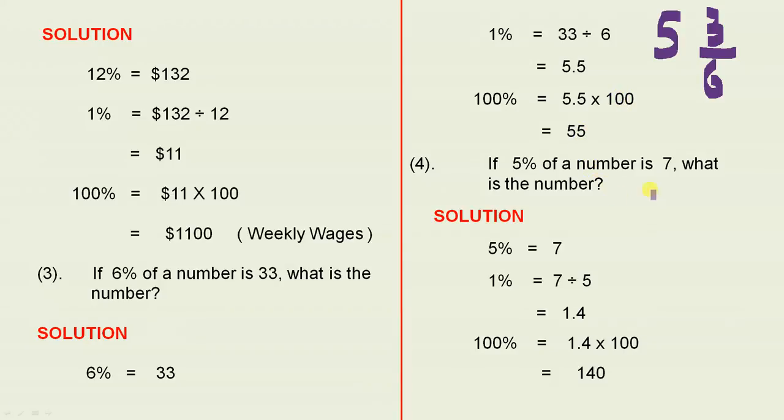If 5% of a number is 7, what is the number? Solution. 5% of a number is 7. So 1% must be 7 divided by 5, which is 1.4. 5 into 7 goes once, and 2/5. Okay? Now 1 and 2/5 is 1.4. So 100% must be 1.4 times 100, and that is 140.